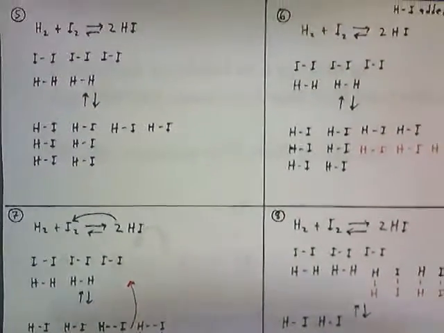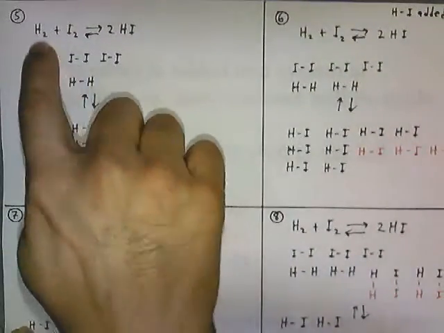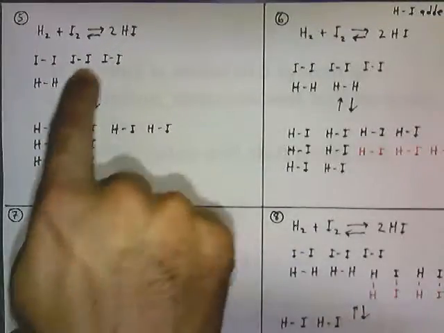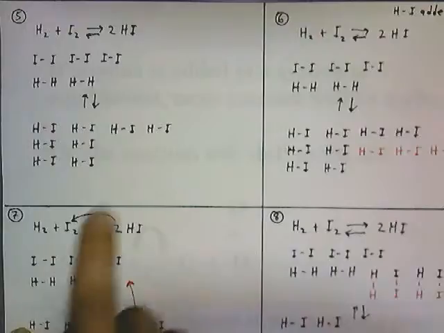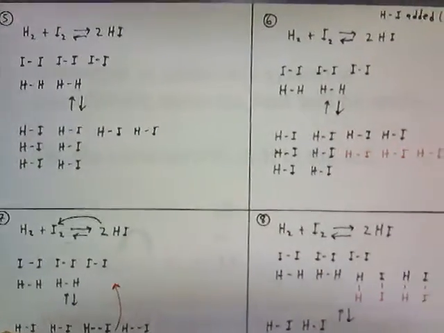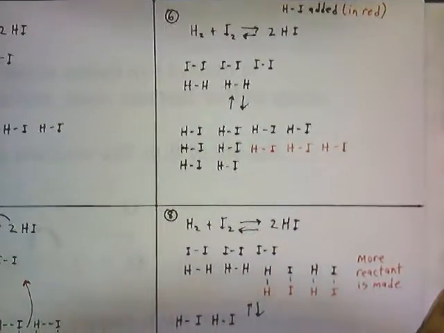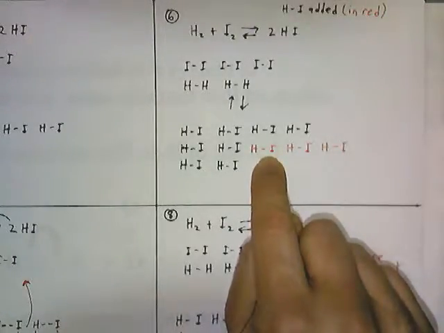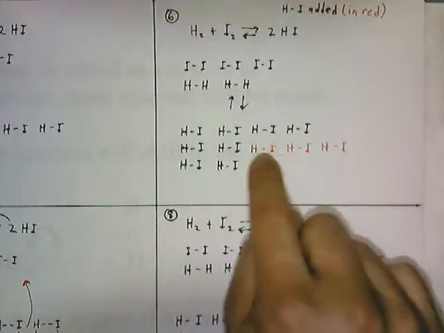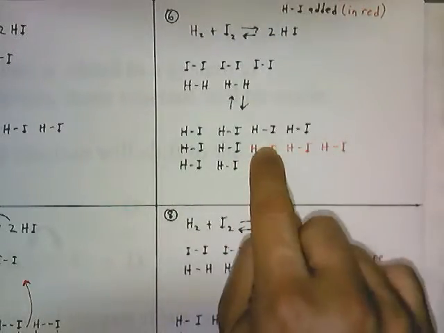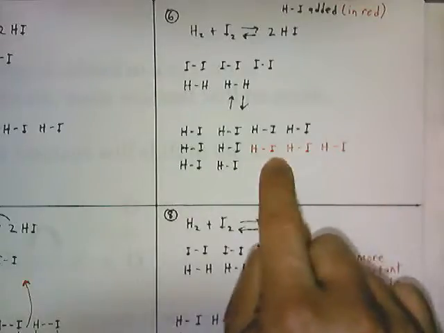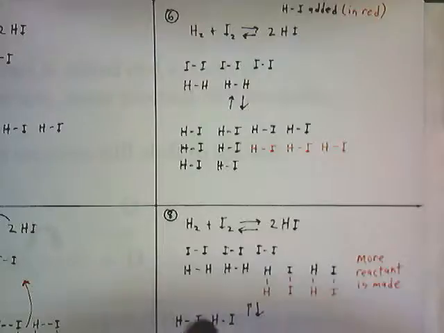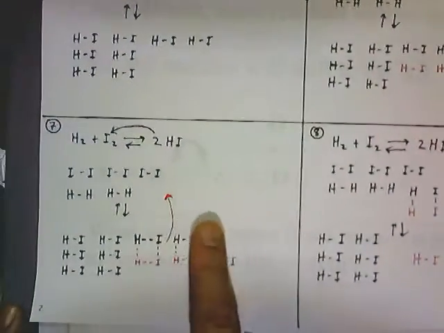Here we have our chemical reaction. H2 plus I2 gives 2HI. We have our system at equilibrium. That's what picture number 5 shows. And then picture number 6 shows HI in red being added to the system. These HIs in red are being added. So what happens when we throw in these extra HIs? Well, what happens is picture number 7.